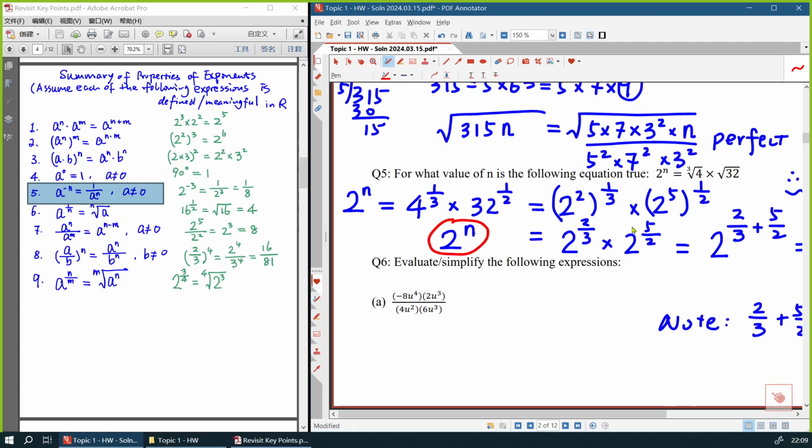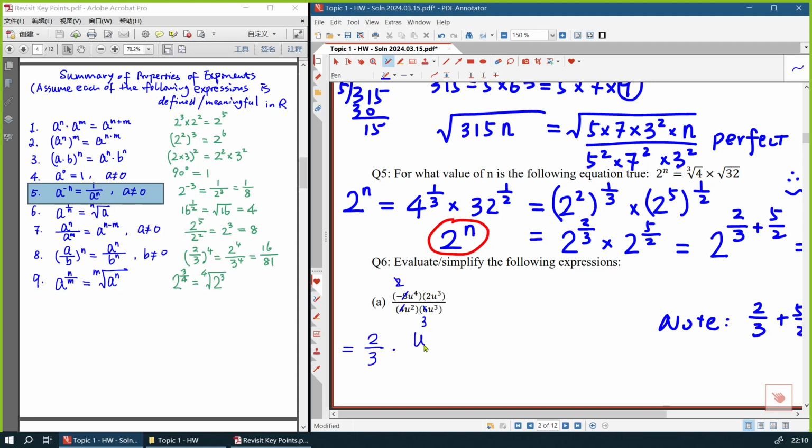Simplify or evaluate each of the following expressions. Again, this checks your understanding of the properties of exponents. So the first one equals. Well, let's simplify the coefficients first. So basically, you have a negative 8. 8 can be cancelled with 4, leaves you a 2 here, right? 2 can be cancelled with 6, leaves you a 3 here, right? So first of all, we will have a 2 over 3. That's the coefficients. Then we'll consider the terms that involve u, right?